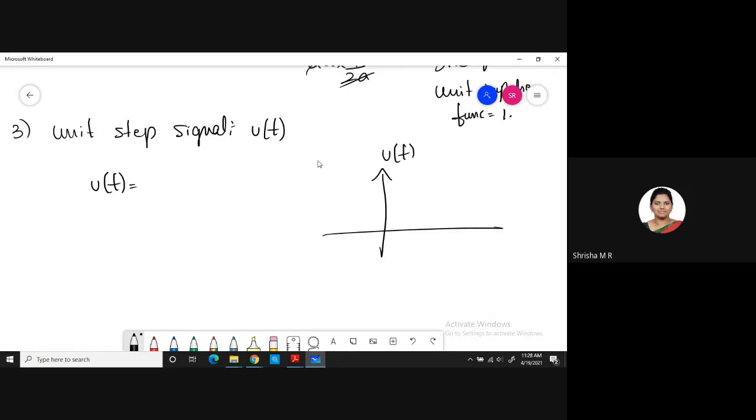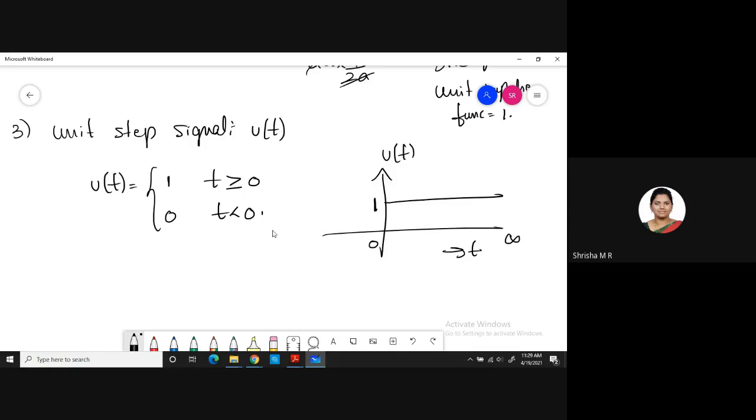The definition of the unit step signal: the amplitude is 1 from t equal to 0 up to t equal to infinity. So this is your unit step signal. It is 0 for t less than 0. So u of t is 1 for t greater than or equal to 0, and 0 for t less than 0. This is a unit step signal.